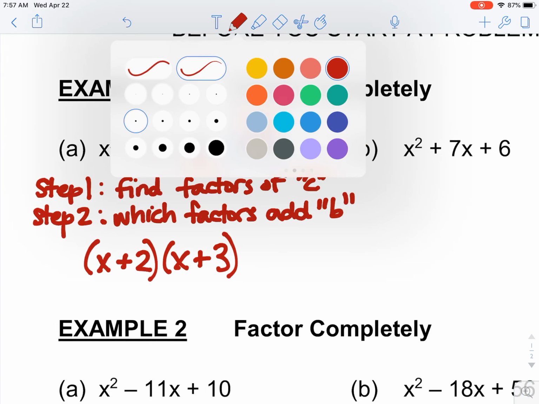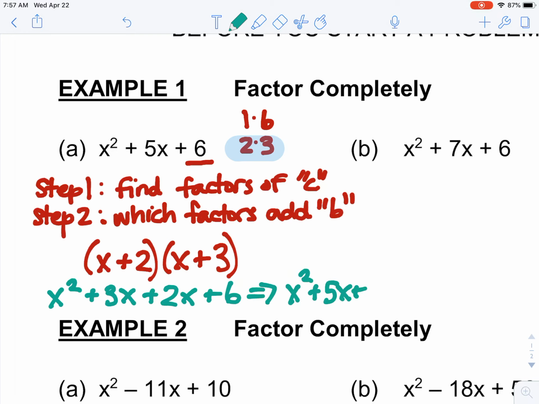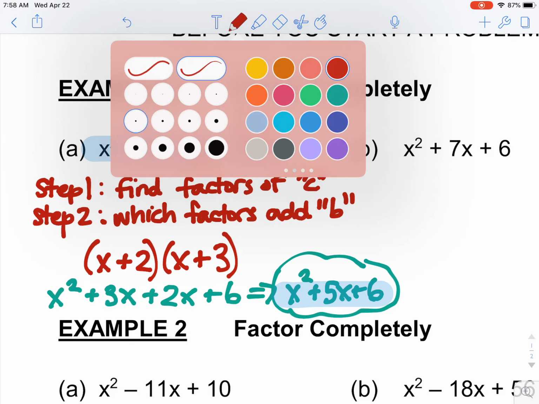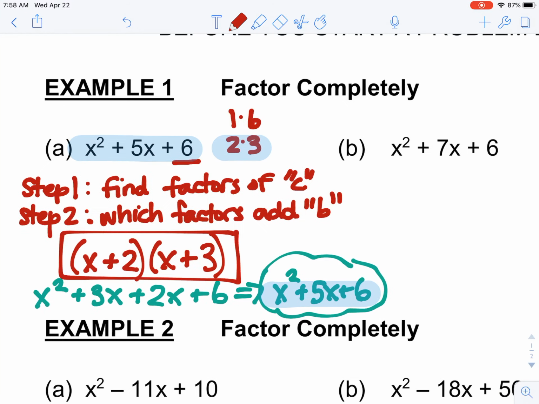Now I can check that. I would have x squared plus 3x plus 2x plus 6. I combine like terms and I have x squared plus 5x plus 6. And this is my original equation. Everything matches. So I know that is my correct answer. So my answer is x plus 2 quantity times x plus 3.